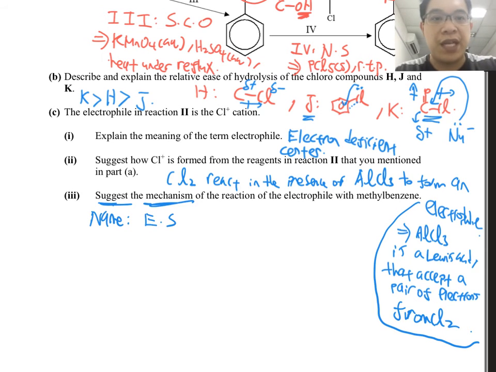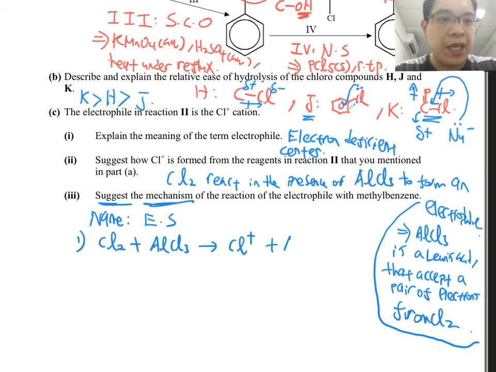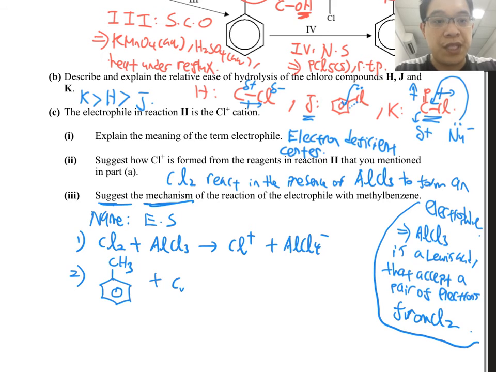So there are 3-part process. First part is your formation of electrophile. So you have Cl2 reacted with AlCl3 to form Cl plus and AlCl4 minus. Second part, you have a methylbenzene, CH3, react with Cl positive, so this nucleophile will attack the Cl plus, and this is a very slow step because it involves bond breaking, so it's slow.